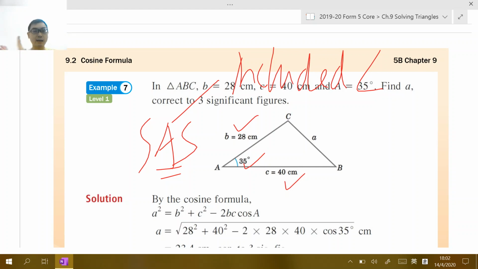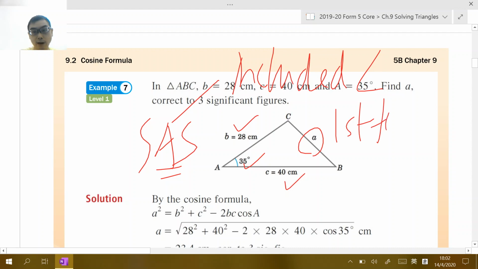So once you have SAS, you first have to use the cosine formula to find the first side, because the cosine formula always has three sides and one angle in the formula. So once you have SAS, you should first find the first side. For example, our first target is to find the first side, for example the small a here.